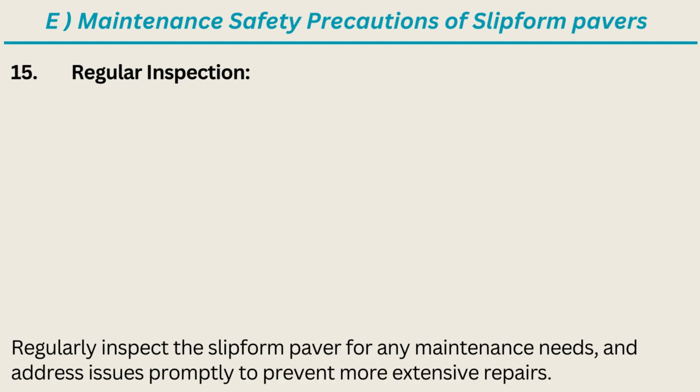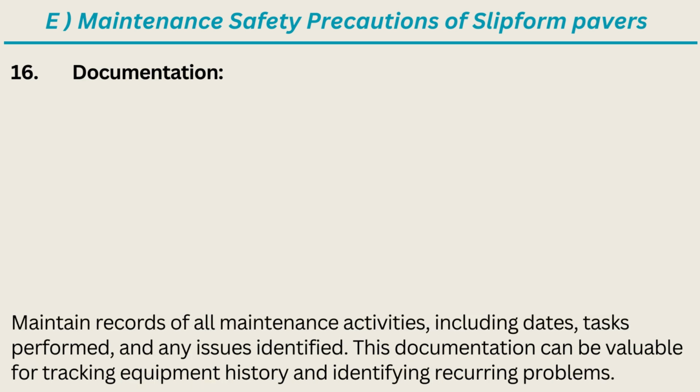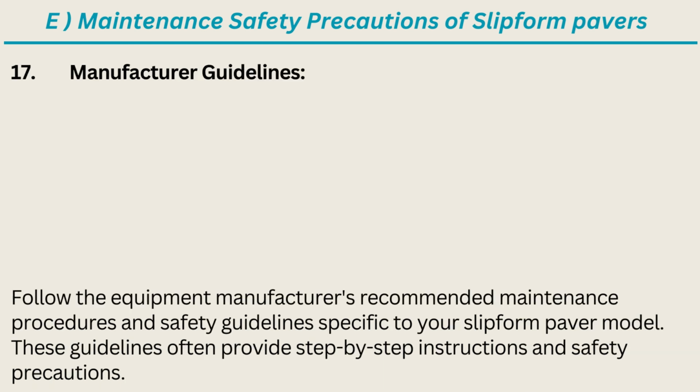15. Regular inspection. Regularly inspect the Slipform Paver for any maintenance needs, and address issues promptly to prevent more extensive repairs. 16. Documentation. Maintain records of all maintenance activities, including dates, tasks performed, and any issues identified. This documentation can be valuable for tracking equipment history and identifying recurring problems. 17. Manufacturer guidelines. Follow the equipment manufacturer's recommended maintenance procedures and safety guidelines specific to your Slipform Paver model. These guidelines often provide step-by-step instructions and safety precautions.